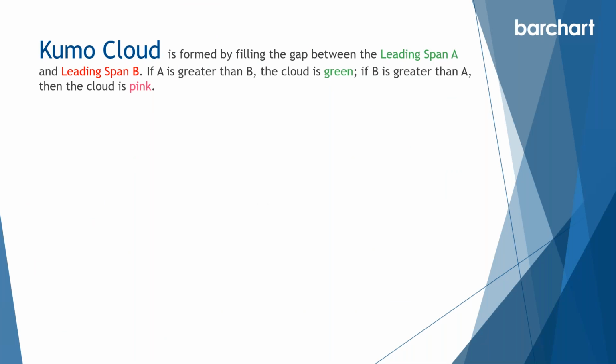All right, so let's talk about the cloud. So the cloud is formed by filling the gap between the leading span A, which is going to be this green line, and our leading span B. If A is above B, then the cloud is green. If B is above A, then the cloud is this kind of pinkish red color.